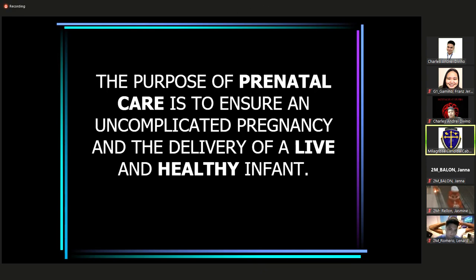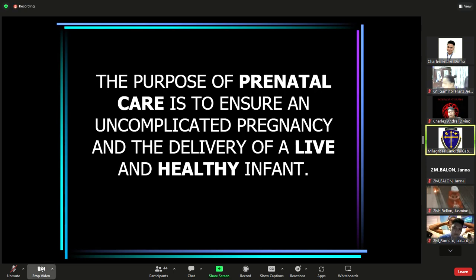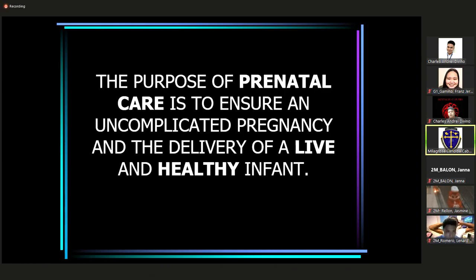Kaya ina-encourage talaga natin ang mother to submit herself for prenatal care. Kasi during prenatal care, nalalaman natin kung merong diperensya yung mother. Kasi SOP po yan. Pag prenatal care, may mga laboratory works na pinapagawa si Doc. Alright?